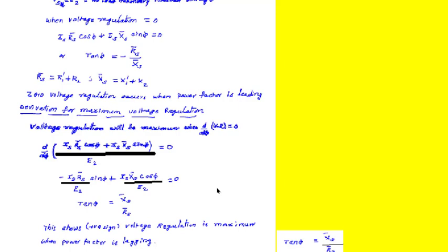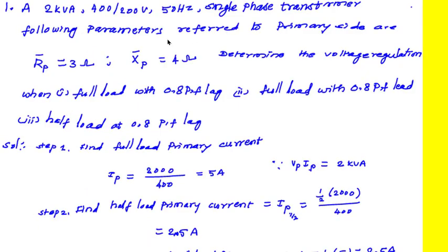Next, let us move to the numerical problem based on this voltage regulation. Look at this: a 2 kVA, 400/200 volts, 50 hertz single phase transformer has the following parameters referred to the primary side. R_P bar means the resistance of the transformer referred to the primary side. This is the total resistance, that is R1 plus R2 dash.